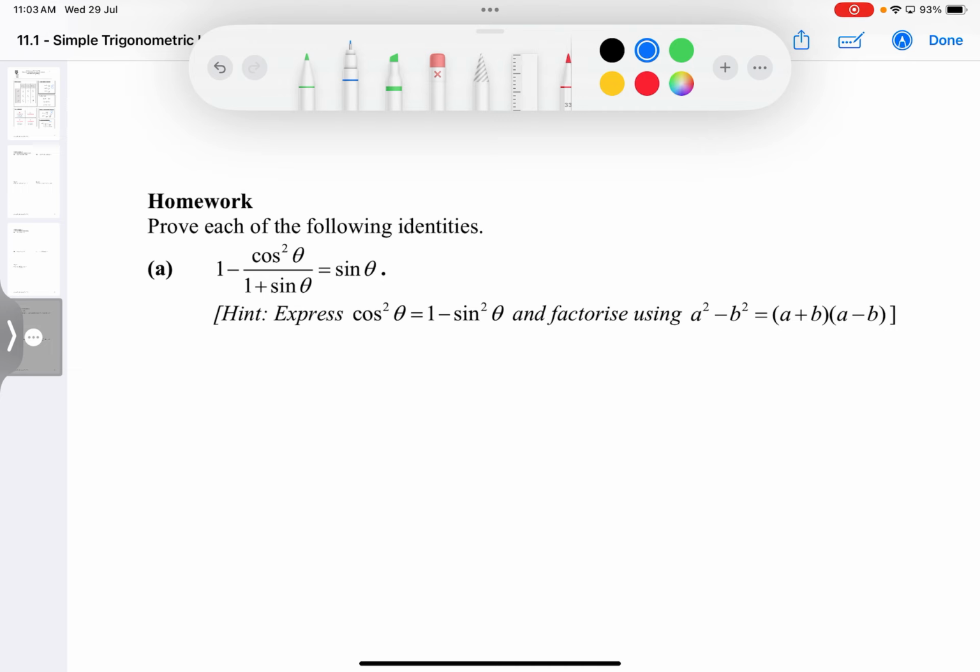Okay, prove the following identity: 1 minus cosine square over 1 plus sine equals to sine. So they even give you the clue, how to do it. Actually, in the exam there will be no clue given.